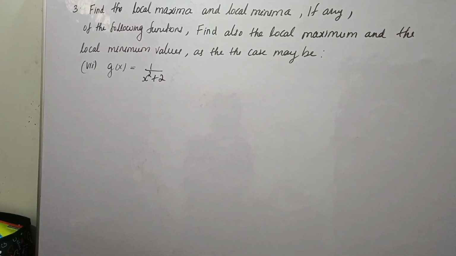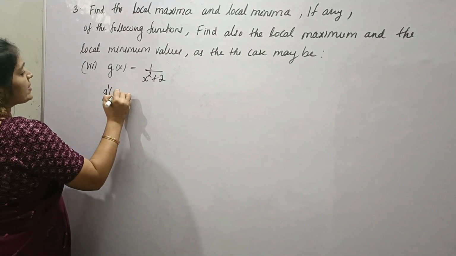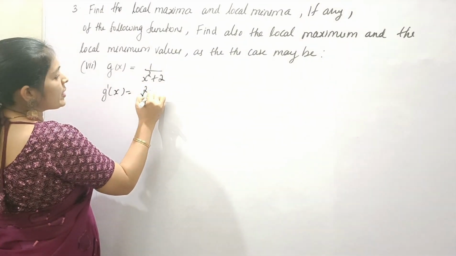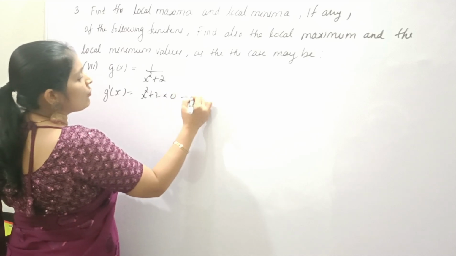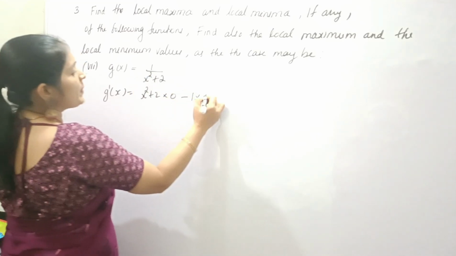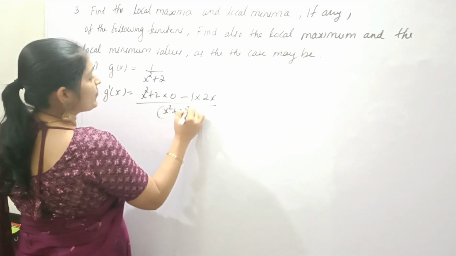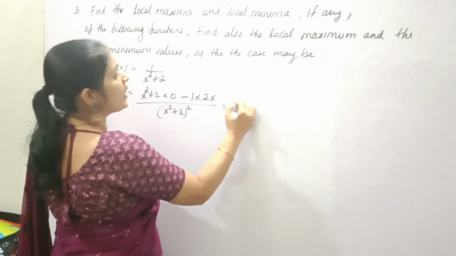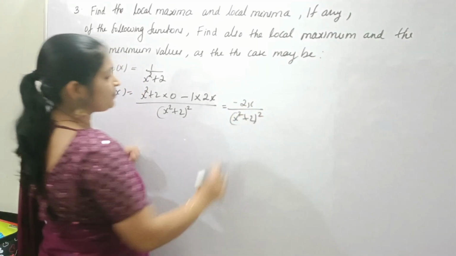Next function, g of x is equal to 1 by x square plus 2. So g dash of x is equal to, let's apply quotient rule. Denominator x square plus 2 into derivative of 1 which is 0, minus 1 into derivative of x square plus 2 which is 2x, divided by x square plus 2 whole square. Okay, that is equal to, first term is 0, so minus 2x divided by x square plus 2 whole square.